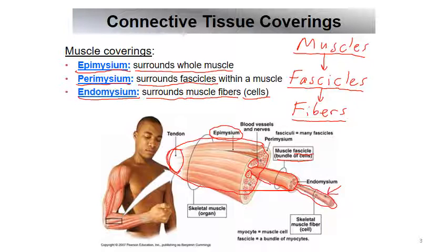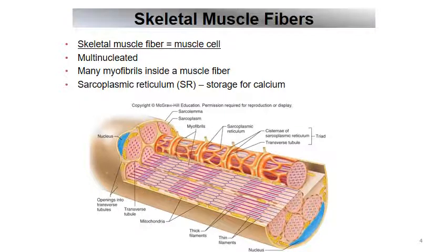Okay, so now next, we have to focus on the muscle fibers, because this is showing one muscle fiber. And so again, like I said, skeletal muscle fibers, it's the same thing as a muscle cell. Skeletal muscle cells are multinucleated. We actually learned about this in, I believe, the tissue chapter. Multinucleated meaning it has many nuclei inside each cell. And so nuclei is the plural of nucleus.